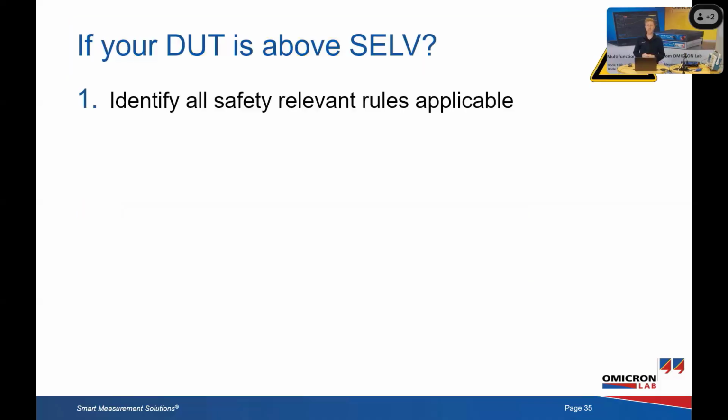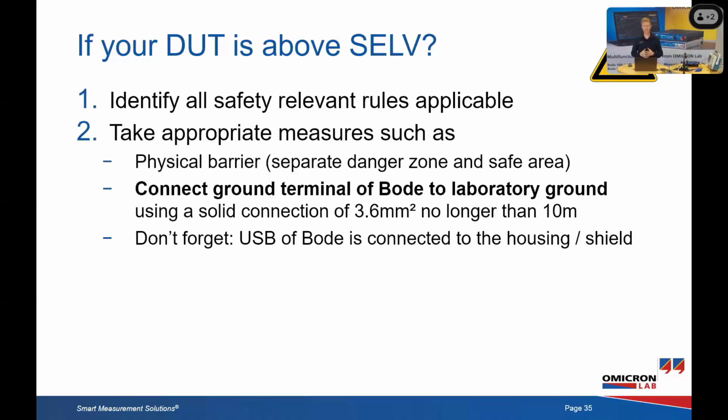So what do you do if your DUT is above SELV voltage levels? First, check the rules that are applicable to your test setup in general. Second, take appropriate measures, such as a physical barrier between the danger zone and the safe area. Also, connect the ground terminal in the back of the Bode to the laboratory ground using a solid connection. That helps with the GFCI protection.